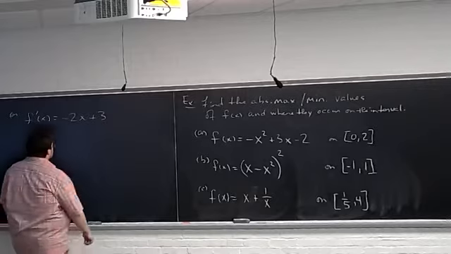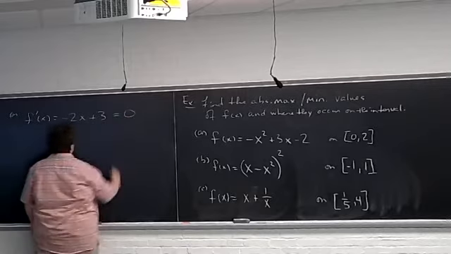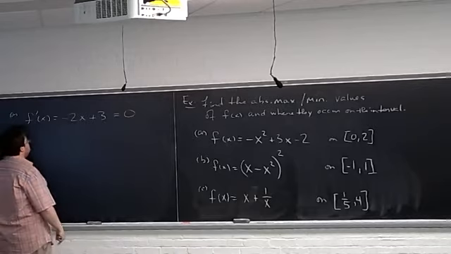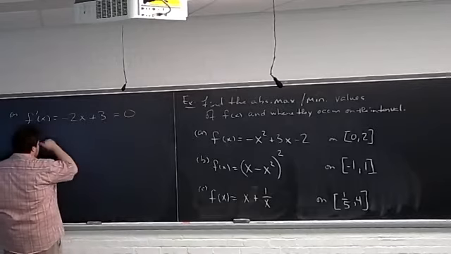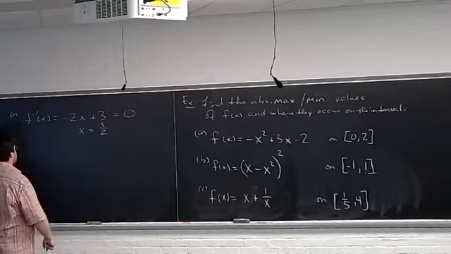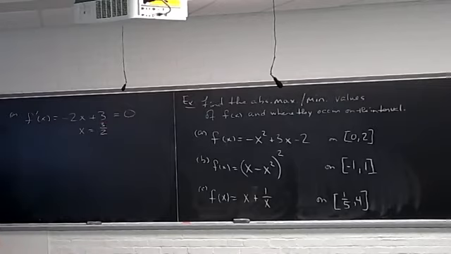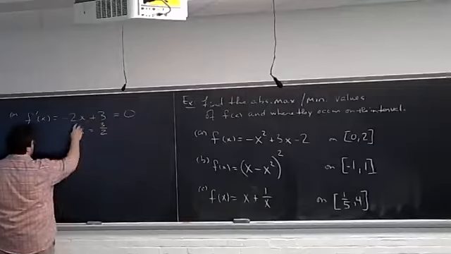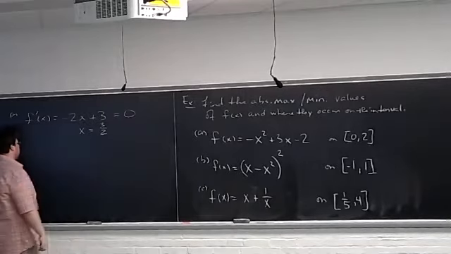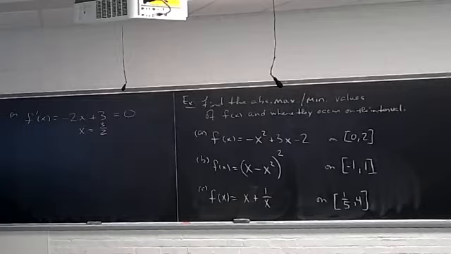And we want where this is 0, so let's set it equal to 0. Subtract 3, divide by negative 2, or add 2x, divide by 2. Either way, you get x equals 3 halves. Notice, you substitute x equals 3 halves, so the 2's cancel, you get negative 3 plus 3, so that does work. So f prime here is 0 at x equals 3 halves.